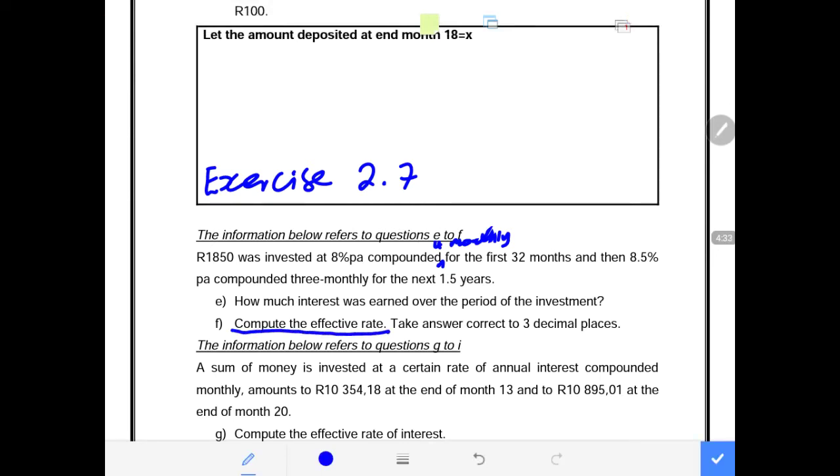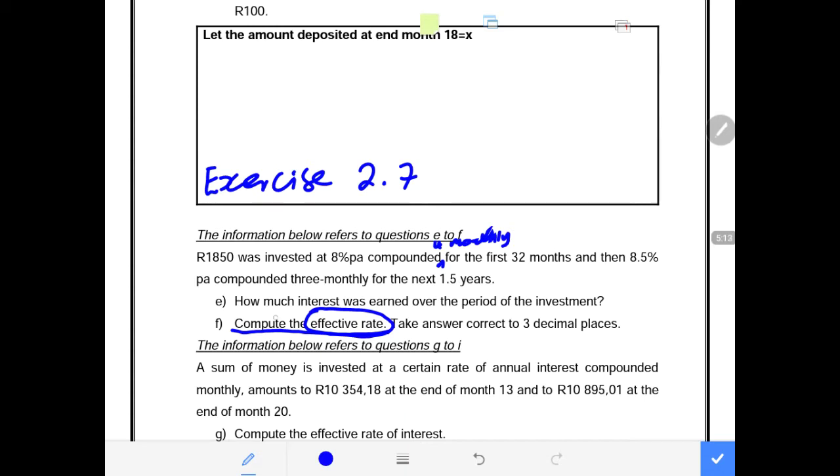Take your answer to 3 decimal places, and take note that this is the effective rate of interest. So the effective rate of interest is the annual rate of interest. The nominal rate is compounded monthly, 2 monthly, 3 monthly, 4 monthly, or 6 monthly. And those are the normal compounding periods. It can be daily. If you are in the crypto space, you are likely to experience the daily compounding of interest. Now, let us go to our number E.